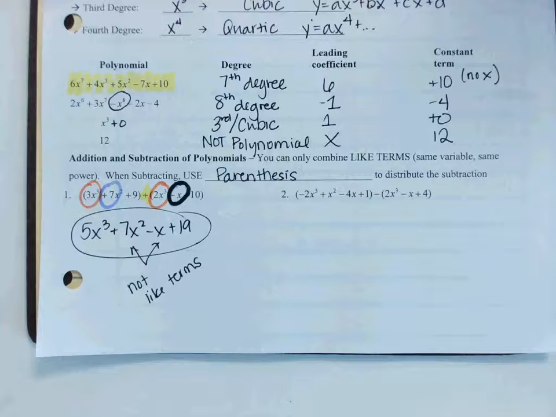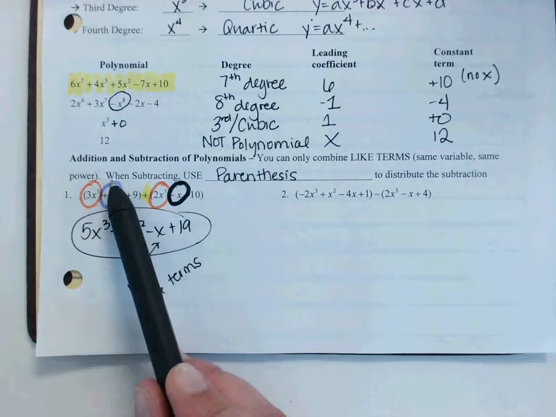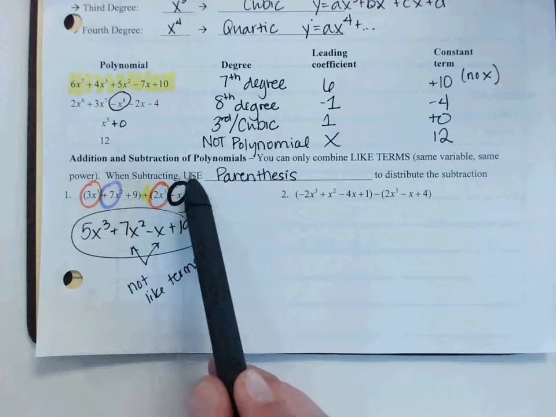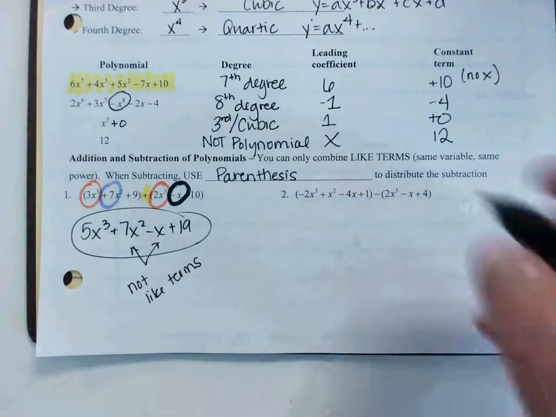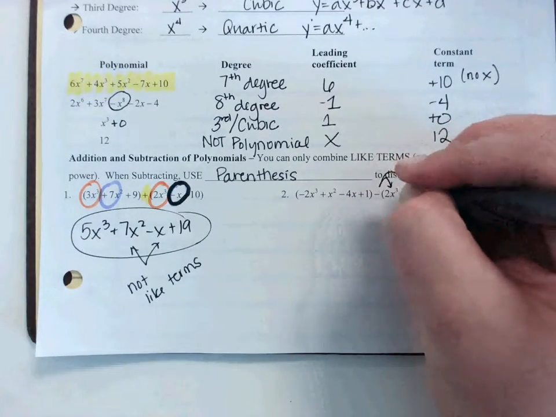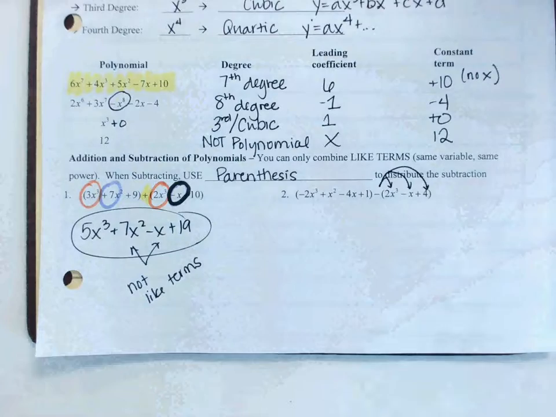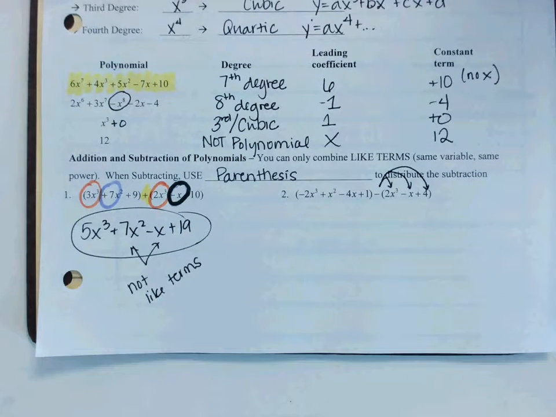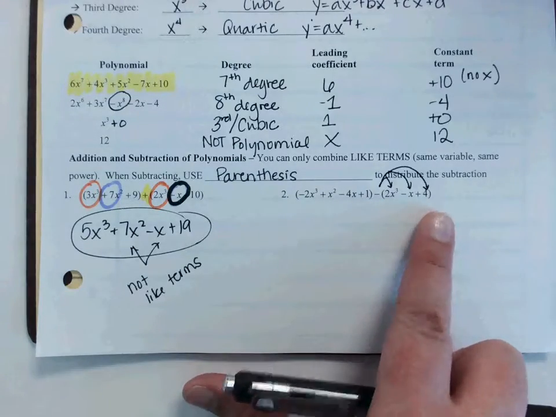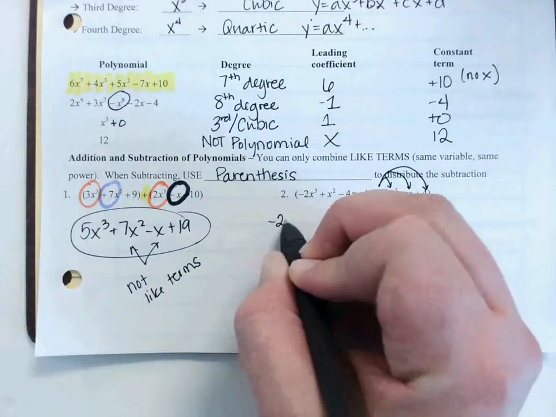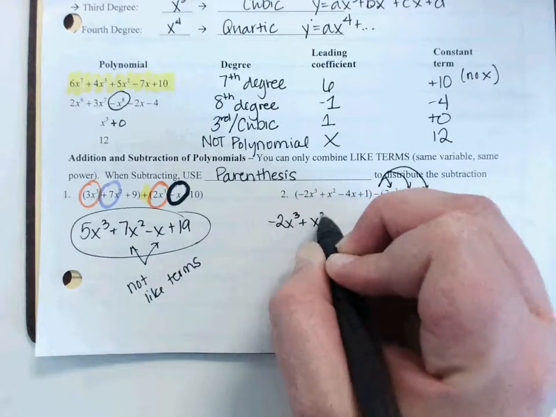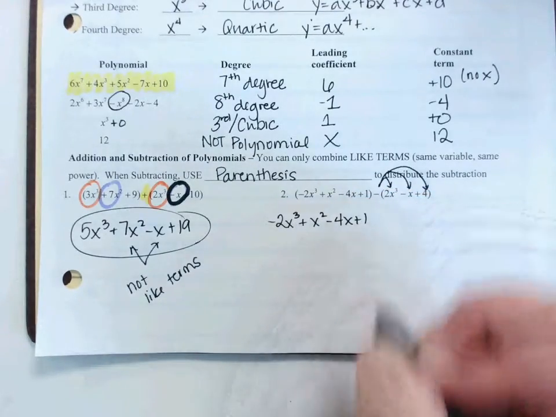This time you're subtracting. Look at your little note right here. When you're subtracting, you need to use parentheses. The reason why is that this negative is going to need to distribute into each of the terms being subtracted. So I'm going to rewrite the whole thing. If you want to just rewrite the second one, that's fine. But it's going to be a negative 2x cubed plus x squared minus 4x plus 1. All of that's the same.